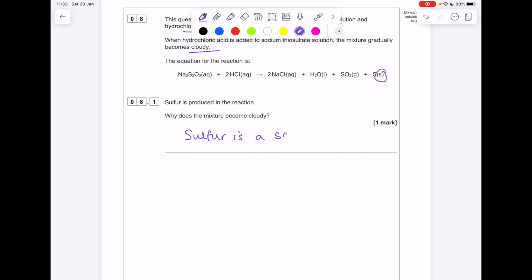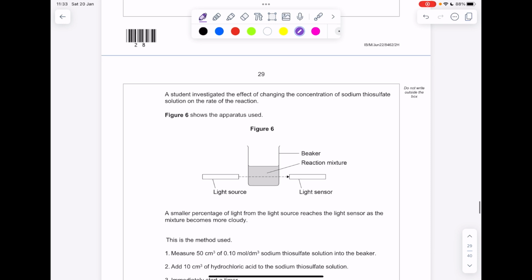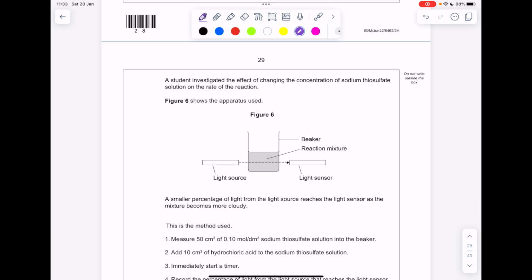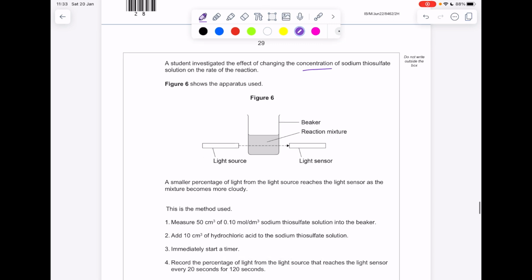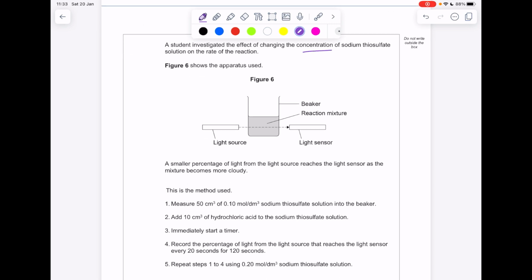Use those state symbols to help you. A student investigated the effect of changing the concentration of sodium thiosulfate solution on the rate of reaction. A small percentage of the light from the light source reaches the light sensor as the mixture becomes cloudy. This is the method used.